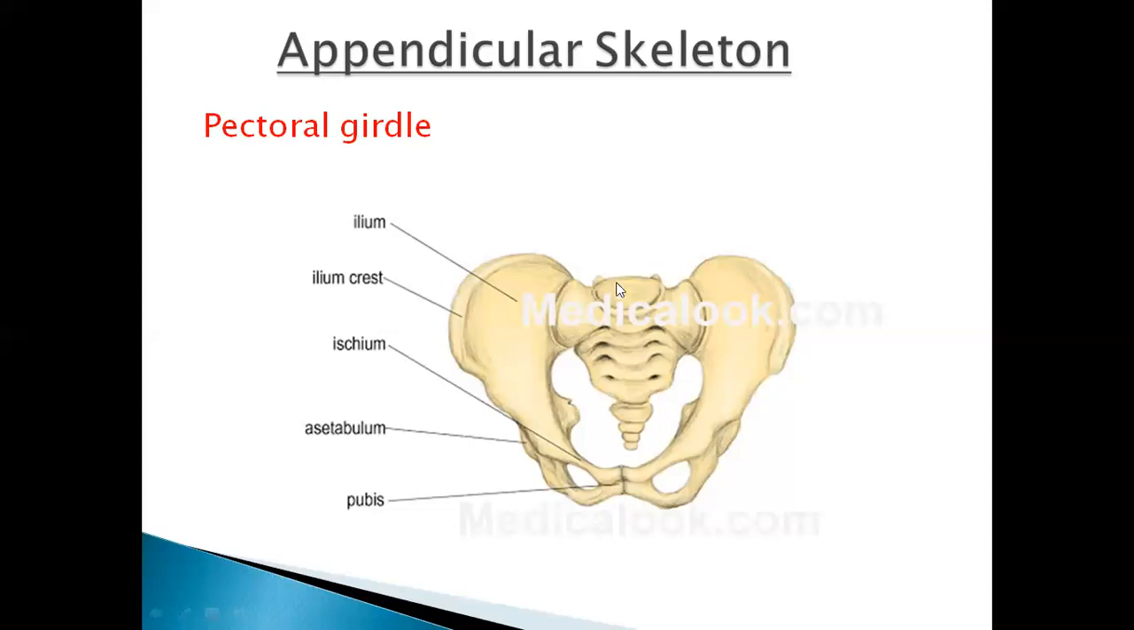And do you know what the center of gravity of your body is? It is present just above this point, which is the vertebral column. This is the center of gravity of your body.